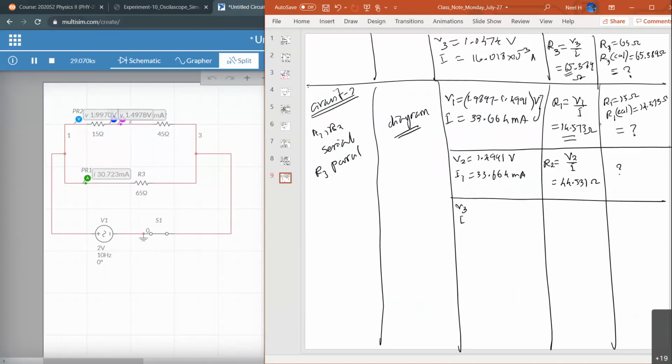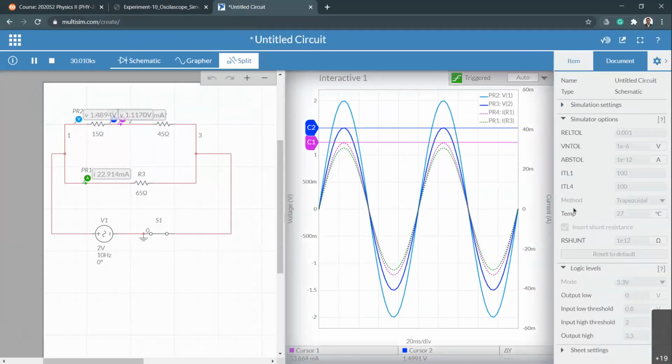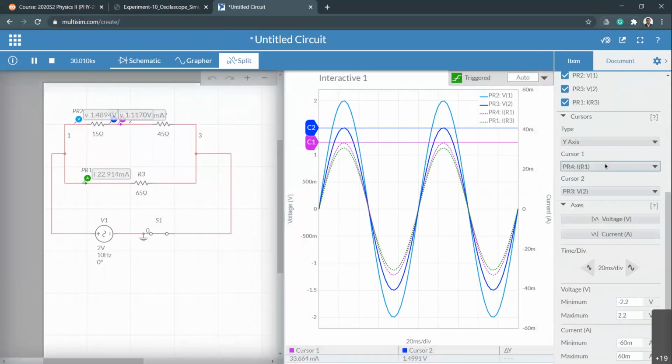When you do V3, you can see the voltage across R3 is the total supplied voltage, which you have already measured. You don't need to re-measure that. That should be 1.9897 volts. And the current is the value of this green line. You change the cursor 1 or 2 into the current passing through R3. At a time, you can have only 2 cursors. This is very similar to a real oscilloscope too.